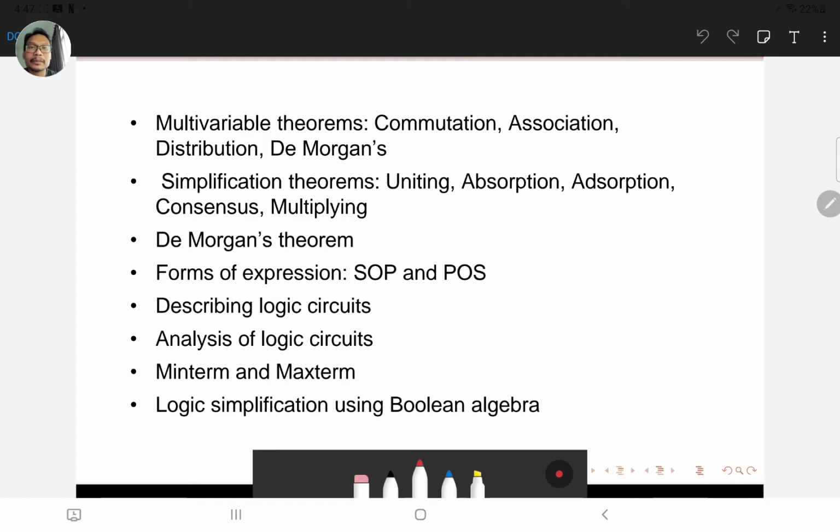We're going to look at the multivariable theorems: commutation, association, distribution, De Morgan's, and simplification theorems: uniting, absorption, adsorption, consensus, multiplying. We're going to look into a little bit more detail on the very important De Morgan's theorem for Boolean algebra. Sum of products and product of sums formal expressions, where we get from the truth table, and also ways to describe digital logic circuits, analysis of logic circuits, what are min terms and max terms, and logic simplification using Boolean algebra.